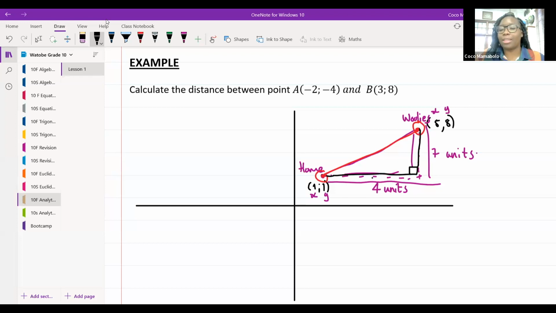But now I know that this side is 4 units, and I know that this side is 7 units. Does this right-angled triangle have some sort of formula that we've learned before that can help us figure out how far this side is? Anybody? Somebody?